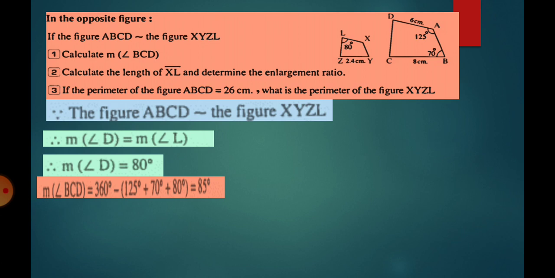ABCD is a quadrilateral. The sum of all interior angles of a quadrilateral equals 360 degrees. Here we have angles A, B and D, and we want to find the measure of angle C. Then the measure of angle C equals 360 minus the sum of the three angles: 360 minus the sum of A plus B plus D, 125 plus 70 plus 80. It will be 85. Then the measure of angle C equals 85, and the measure of angle Z equals 85 degrees.